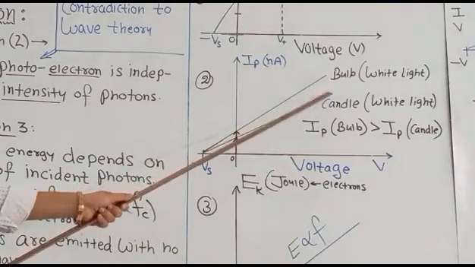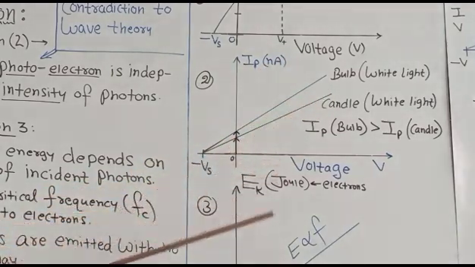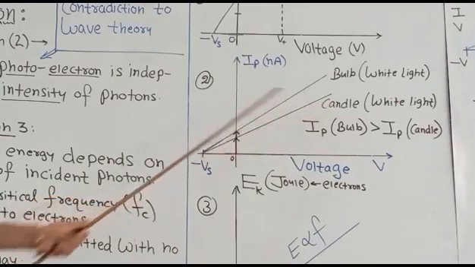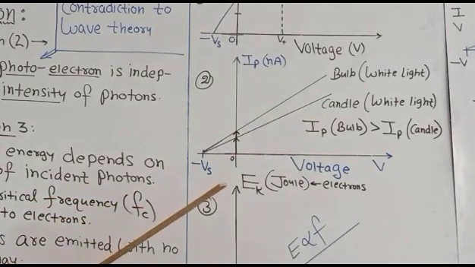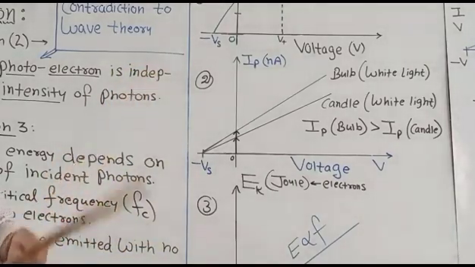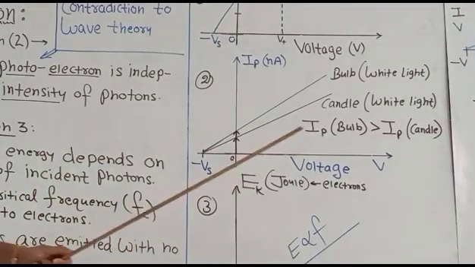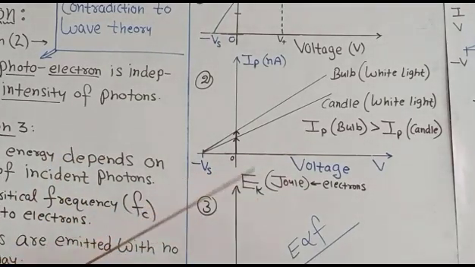The red photon from the bulb and the red photon from the candle are the same. The violet photon from the bulb and the violet photon from the candle are also the same. If they are the same, they have the same wavelength, the same frequency, and the same energy. If they have the same energy, then to stop that energy, the stopping potential will be fixed.